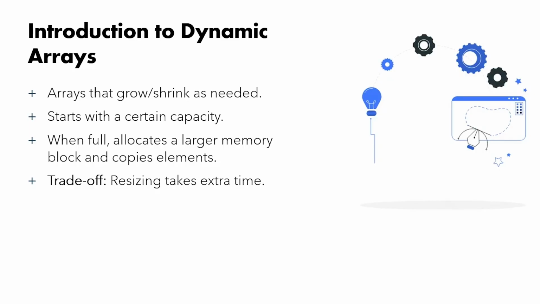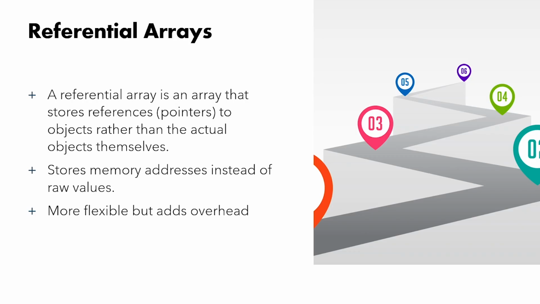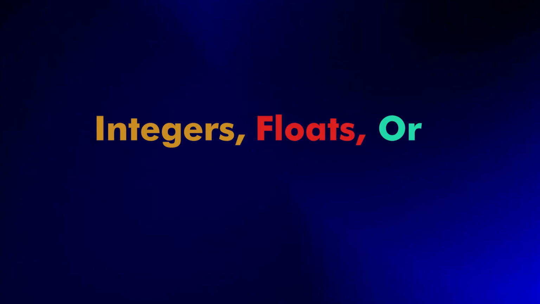In Python, lists are implemented as dynamic arrays, meaning they adjust their size automatically as elements are added or removed. This way, you don't have to define a fixed size in advance. Also, Python lists can hold values of different types, which leads us to the concept of referential arrays. Unlike in standard arrays, referential arrays store memory addresses or pointers that reference data stored somewhere else. This is different from standard arrays, which store actual values like integers, floats, or characters.